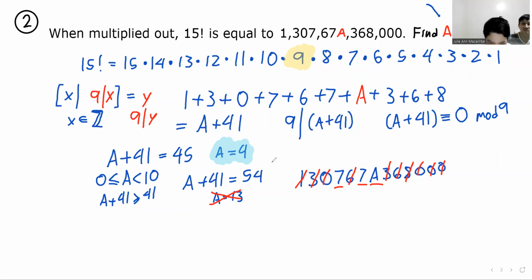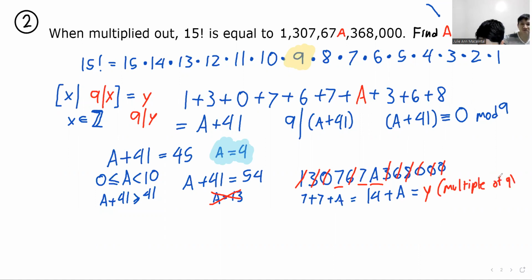So instead of having to do a plus 41 and finding the nearest multiple of 9, we can simply do 14 plus a. Where did 14 come from? 7 plus 7 plus 8 equals 14, plus a. This is supposed to be a multiple of 9, so that for those who are not familiar with the notation, yes.